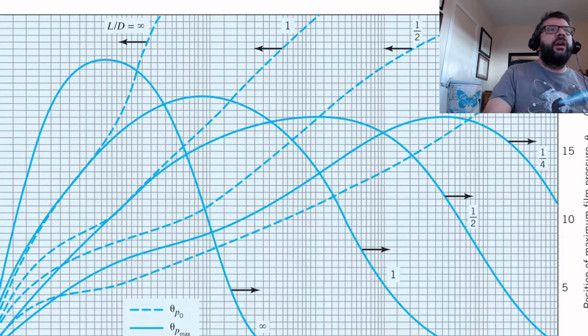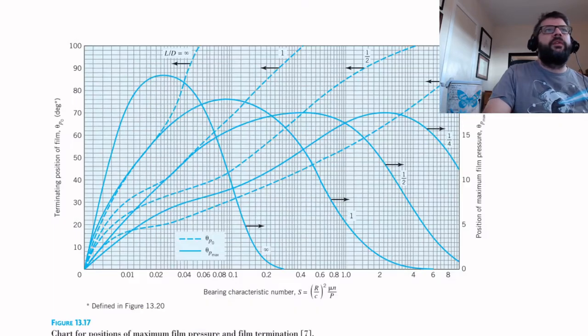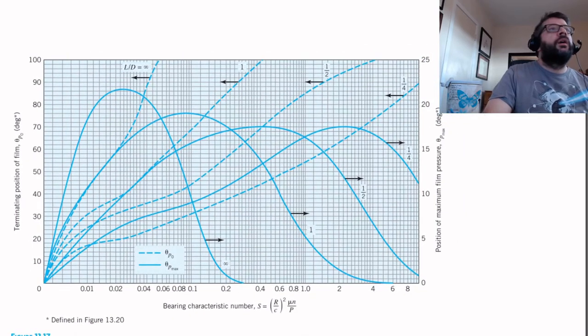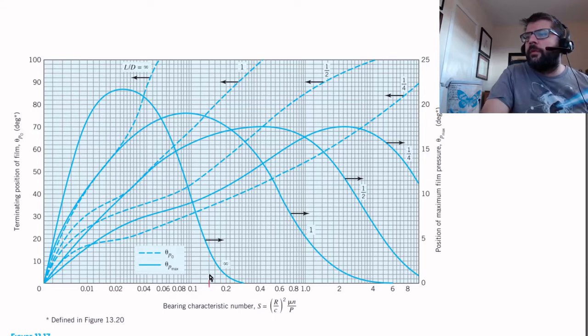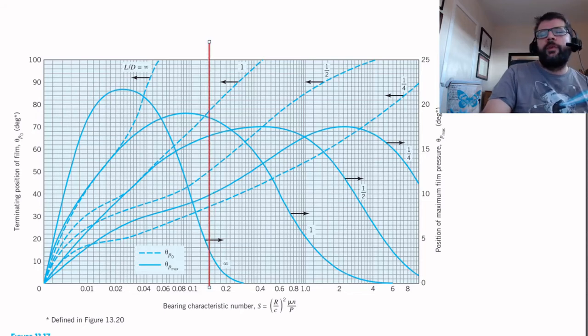So this chart combines both the terminating position of the film and the position of the maximum film pressure on the same chart. The position of the maximum film pressure is the dotted line. The terminating position is the solid line. So again, 0.14, right about there. 0.142, obviously the 0.2 we can't really tell on these charts.